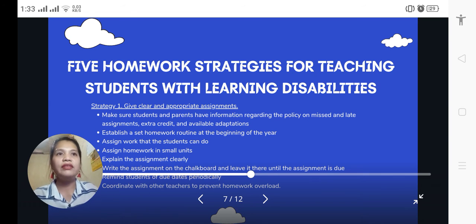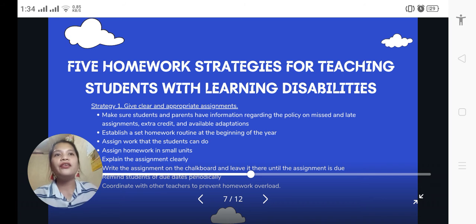And then we have establish a set homework routine at the beginning of the year. So that is very clear. Okay? And then assign work that the students can do. Okay? We should not only focus on the difficulties but also the strengths of the students. Another one, assign homework in small units. For example, your homework for today is read chapter 1, only chapter 1.